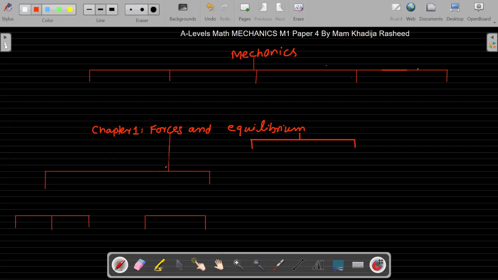Well, class, our today's lecture is about mechanics. Mechanics is paper 4 of A levels. Okay, so this is paper 4. It is carrying 50 marks, and time given will be 1 hour 15 minutes.